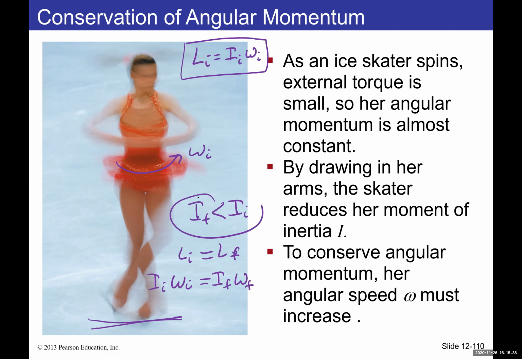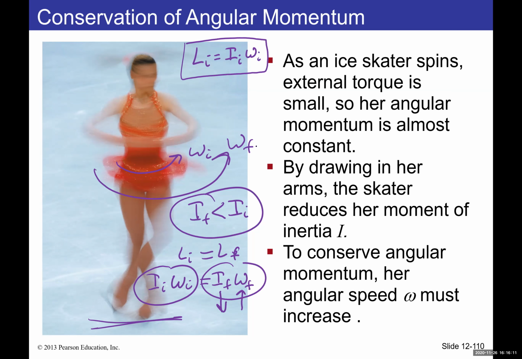But I'm saying that the moment of inertia final is not equal to the moment of inertia initial, because she changes her shape, and she's decreasing her moment of inertia, which means now for these products to be equal to one another, we are decreasing I final. So then omega final has to increase to compensate, and she starts spinning with a much greater angular velocity, right?